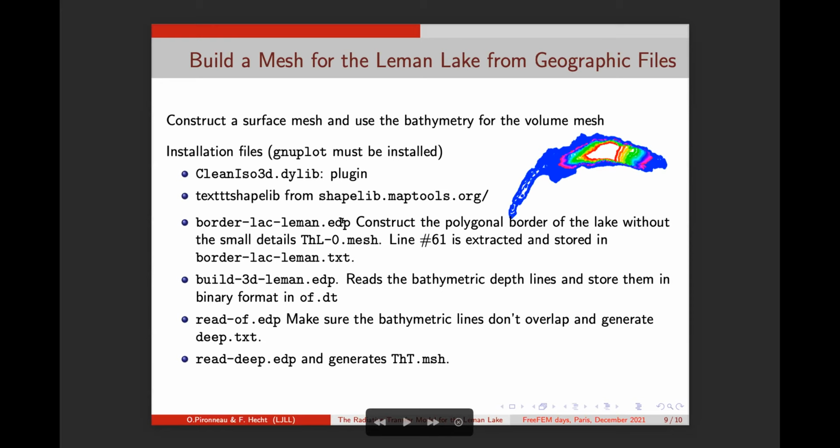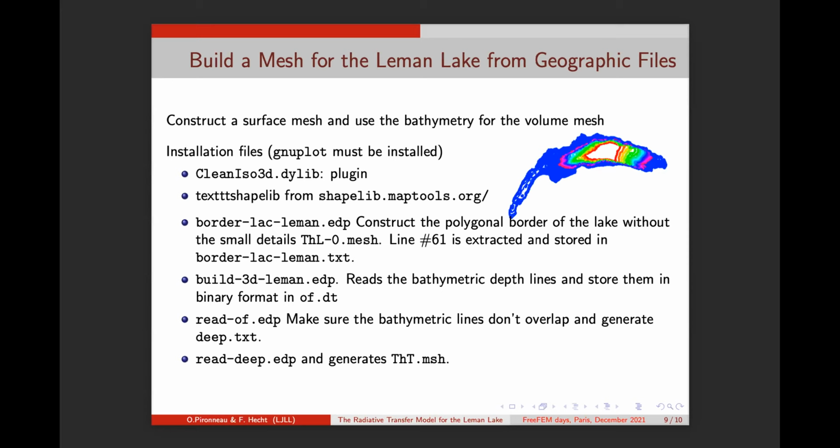One which constructs the polynomial border of the lake without the detail, because the problem is that this geometric description of the lake, they have everything, including the boats almost. Very, very detailed. So you have 1 meter's detail. So in a port, you have the jetty, everything. So it's a crazy line.